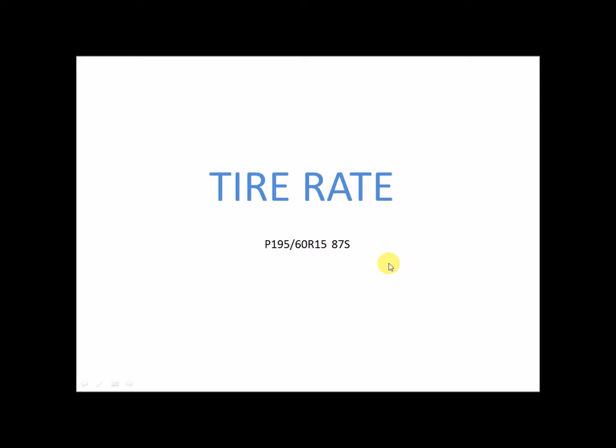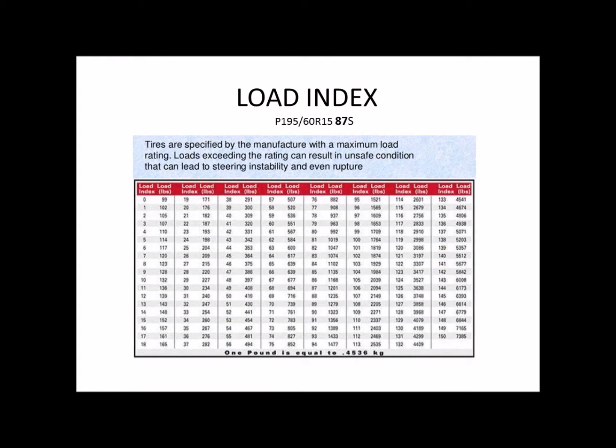Hey, my name is Jonathan and I'm going to explain a little bit about the tire rate. Here we have an example of the code of a tire. So let's begin. First we have the load index, that is specified by the manufacturer with the maximum load rating that the tire can have. With a higher load index, you can increase the load capacity. In this case, we have an 87, so we can have 1,201 pounds on this tire.